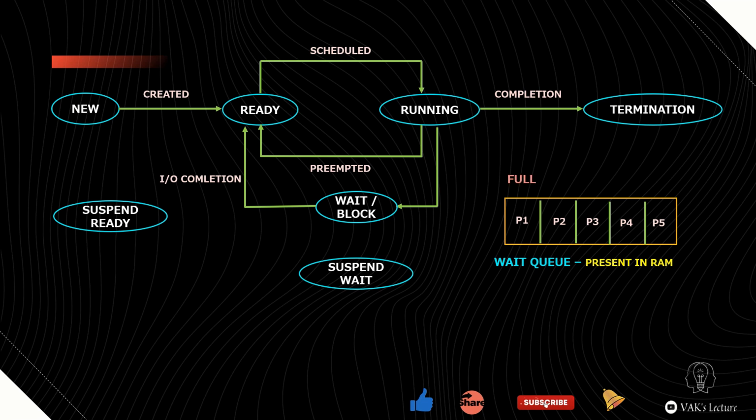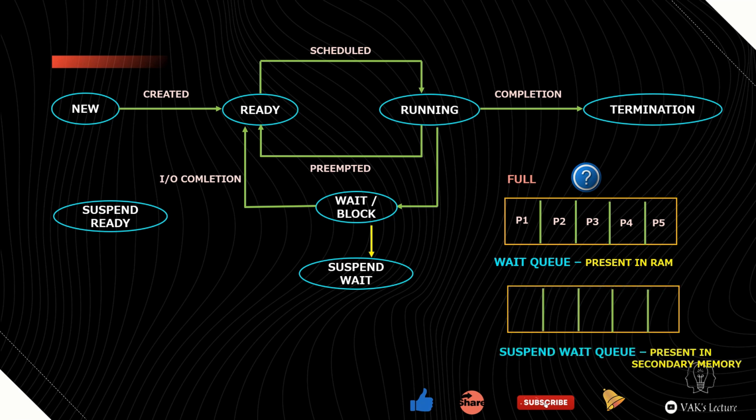We know that RAM or main memory is limited. So in the worst case, the wait queue will get full. Now, where to keep the processes that will come to wait state? To tackle this situation, processes are transferred to the suspend wait state. The suspend wait is in secondary memory. So, these processes are transferred to secondary memory so that we can make space in the wait state or wait queue. Once the IO operation is done, it can get back to the wait state and then back to the ready state. From here, it can again get scheduled.